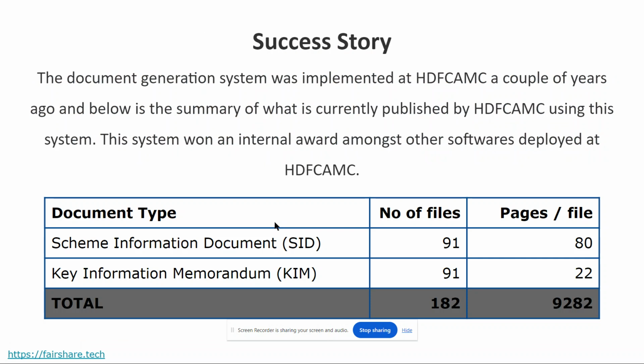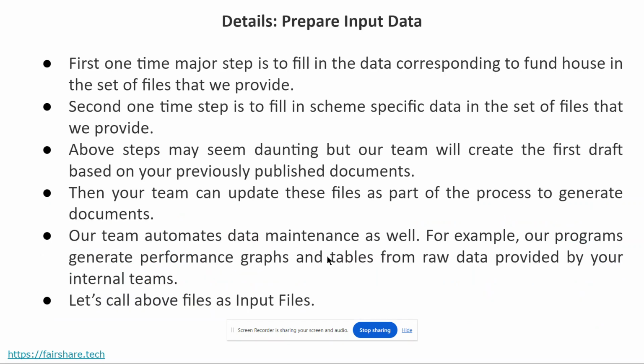This has been running for a couple of years now for HDFC AMC. There are 91 SIDs that we generate, and 91 KIMs that we generate, and each file contains this many pages, right? So this is a working system. And as I said, you don't have to do everything. We are there to help you at every stage, right?